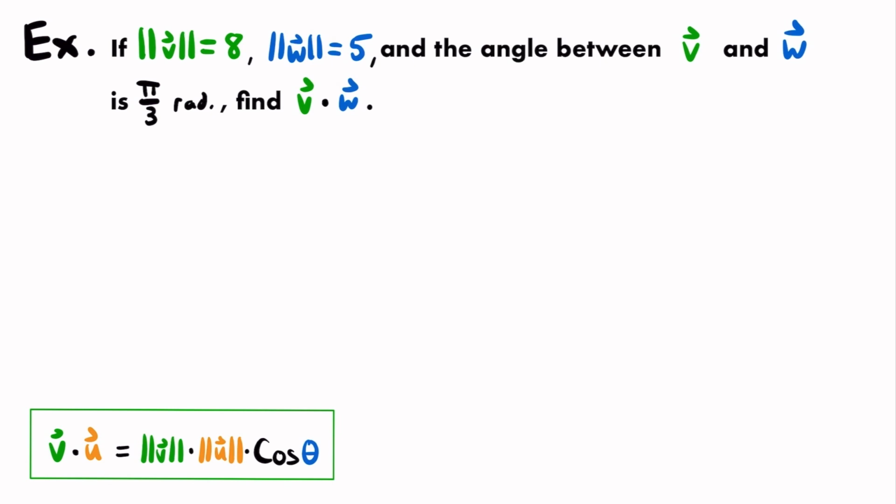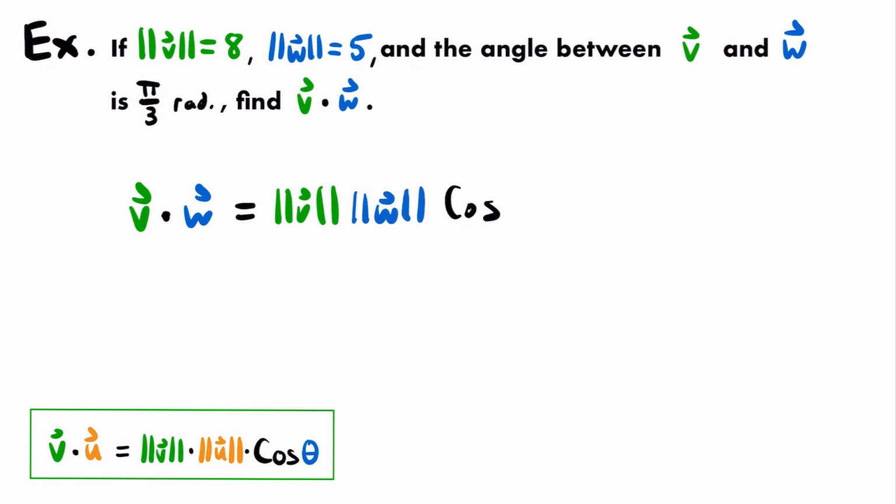So here's what we'll have. We'll have vector v times vector w, via the dot product, will be equal to the magnitude of vector v times the magnitude of vector w times cosine of theta. And I'm going to use a different color for theta here, and so I'll write it like that. Okay? Now we know that theta is equal to pi divided by 3, and then the magnitudes that we need are right here. So we can just plug everything in here to find our dot product.